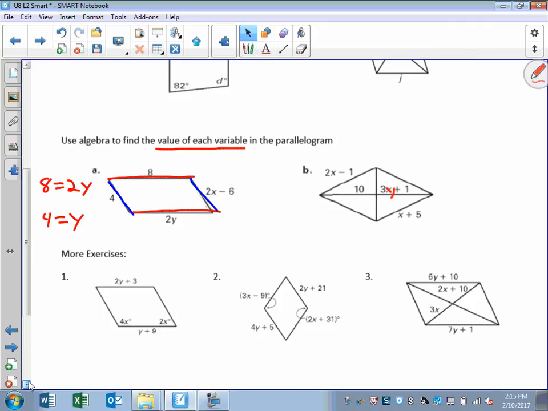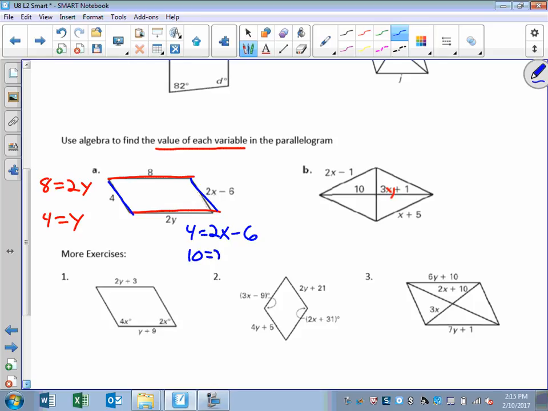And we can do the same thing for the blue sides. We got 4 equals 2x minus 6. Add 6 to both sides. We got 10 equals 2x. So x equals 5. So for these, we got y is equal to 4 and x is equal to 5 as our values for our variables.